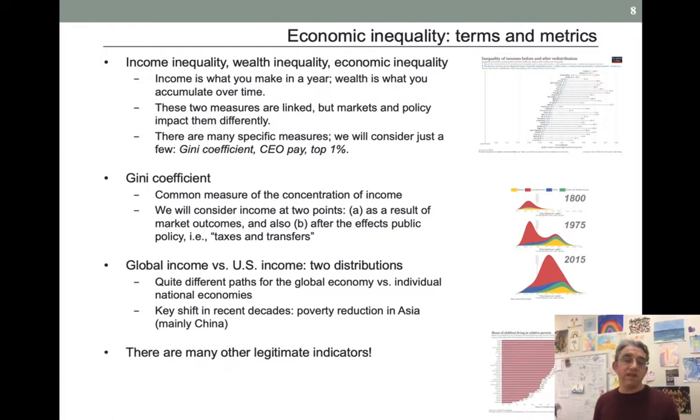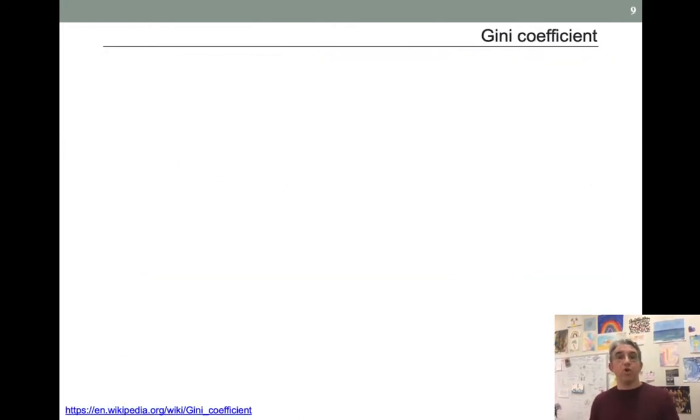Finally, there are many other legitimate indicators of economic inequality and, of course, of inequality broadly. I'll touch on a couple in a minute, but again, most of that is going to be beyond the scope of this talk. So what is the Gini coefficient? Let's go over the basics.